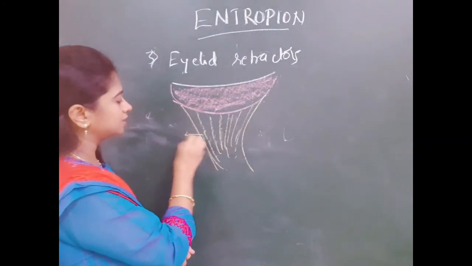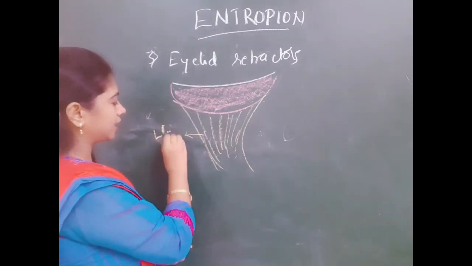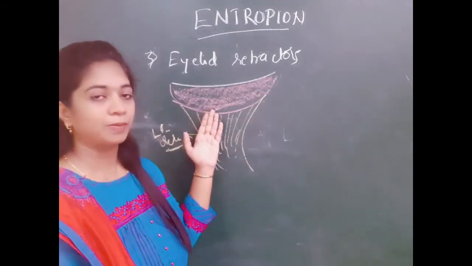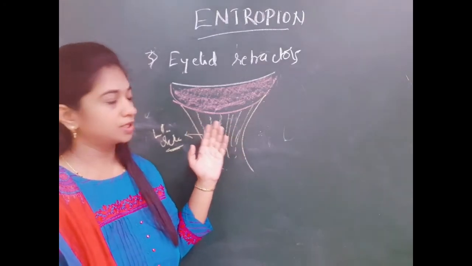This is called the lower eyelid retractor. This keeps the tarsal plate in position and gives support from below, thereby preventing entropion or ectropion.